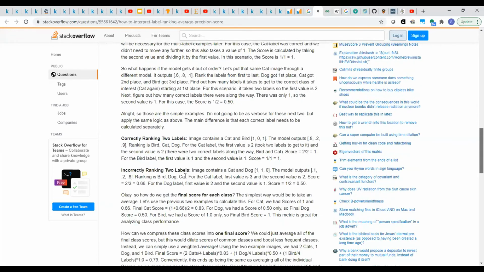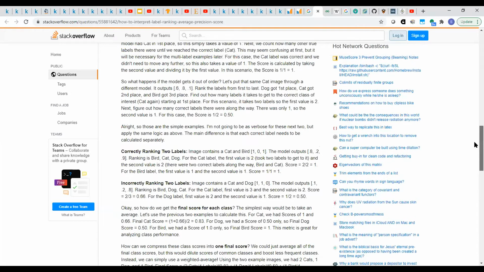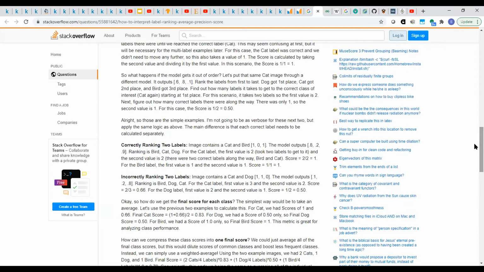Now let's say incorrectly ranking. Can I interrupt on this case? The model output is 0.8, 0.2, and 0.9. So 0.8 is for cat. Why is it saying the ranking is bird, cat, and dog? You rank based on the probability values that the model gives, and 0.9 is greater than 0.8, right? So it's saying that the probability of finding a bird in the image is higher than the probability of finding a cat. So the rank ordering is first done based on the probabilities that your model outputs. Okay, got it. Thanks.